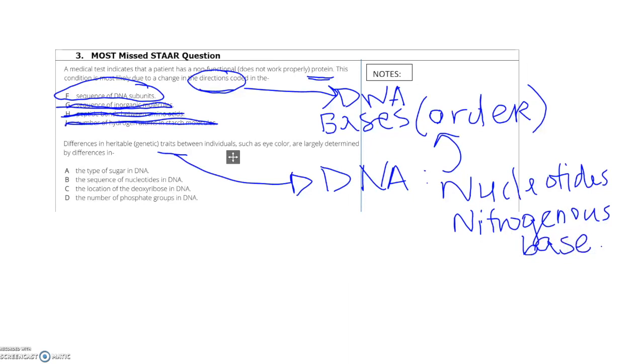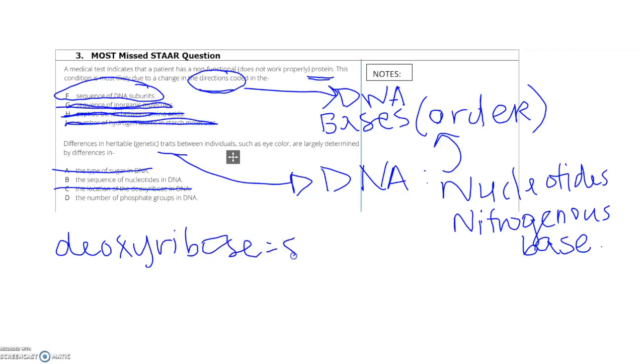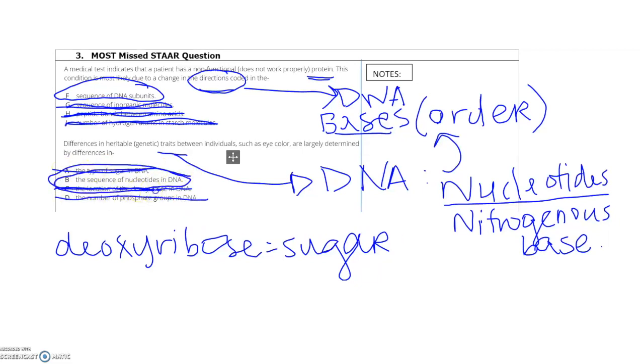Hopefully it gets better. So, knowing all of that about DNA, it doesn't matter about the type of sugar. It doesn't matter about the deoxyribose. Remember, deoxyribose is the sugar. It's just a fancy name for it. And we don't care about the sugars, we only care about those nucleotides or the bases. And we don't care about the phosphate groups. So we only care about that sequence of nucleotides in DNA. Now on to the next.